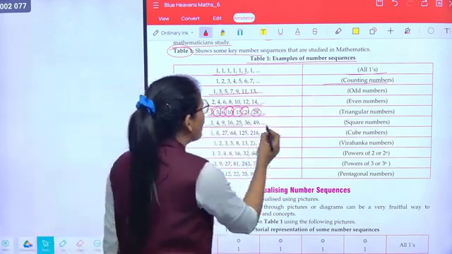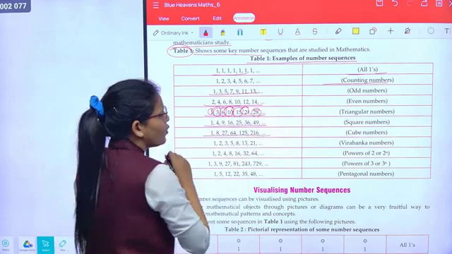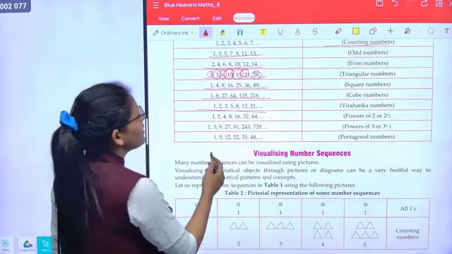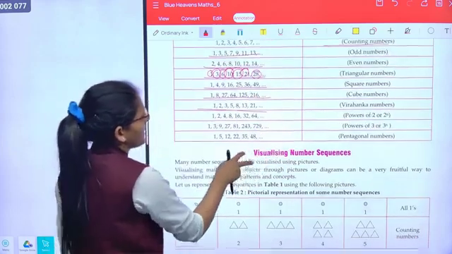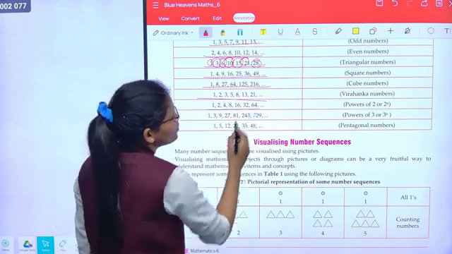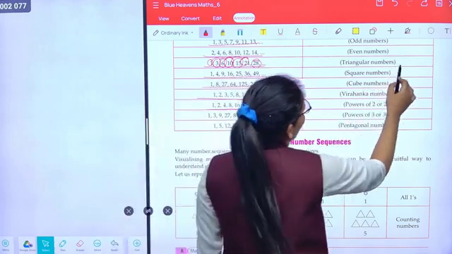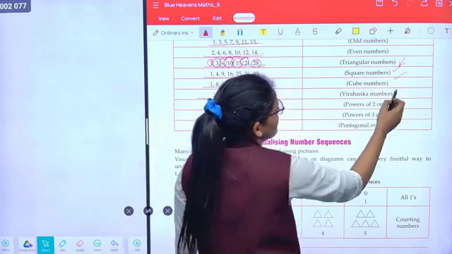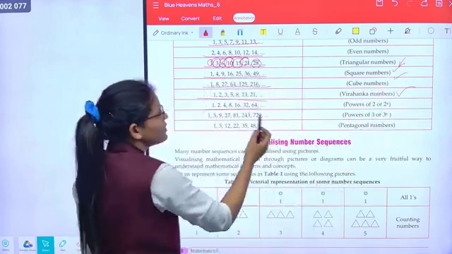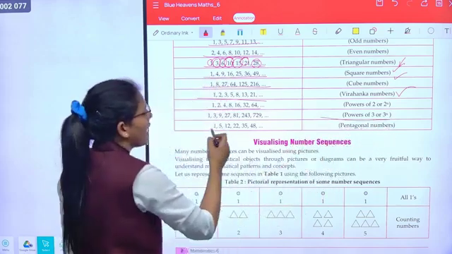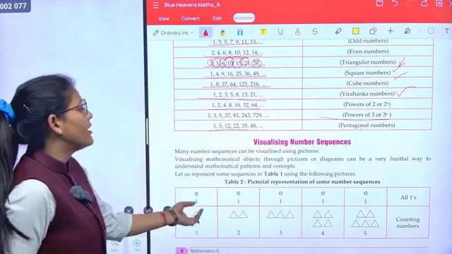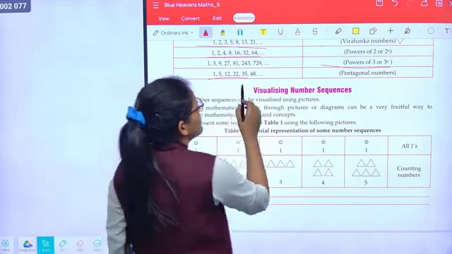Now there are square numbers, cube numbers, Virahanka numbers, powers of 2 or 2^n. Now class, these are our numbers: triangular, square numbers, cube numbers, Virahanka numbers, powers of 2, powers of 3 or 3^n, pentagonal numbers. Now class, visualizing number sequences.